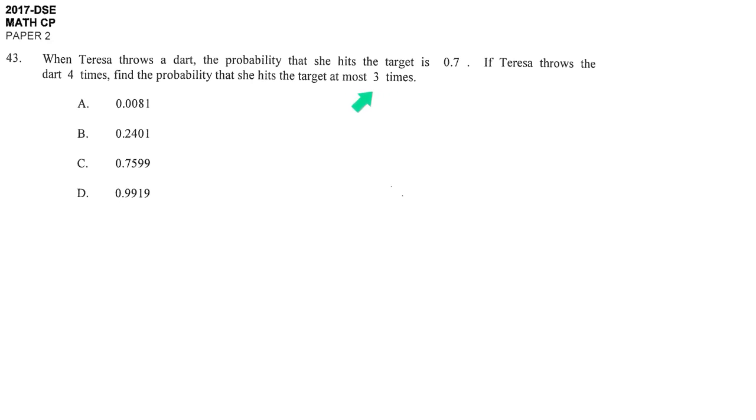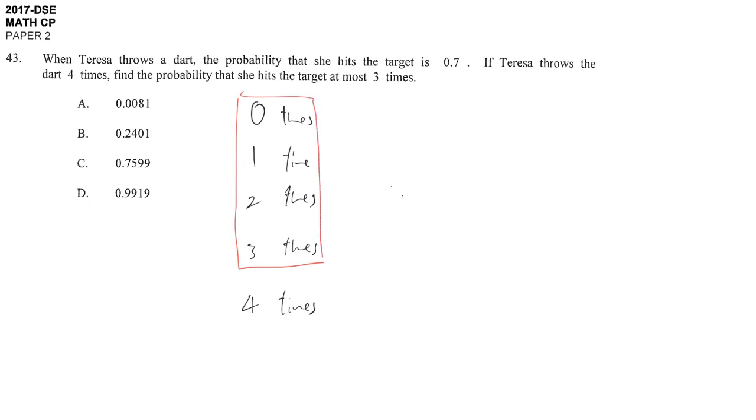Beware that at most 3 times means it includes multiple outcomes. It can be 0 times, can be 1 time, can be 2 times, can be 3 times, and can be 4 times. So you can choose to calculate from 0 to 3. This is what is asked in the question.